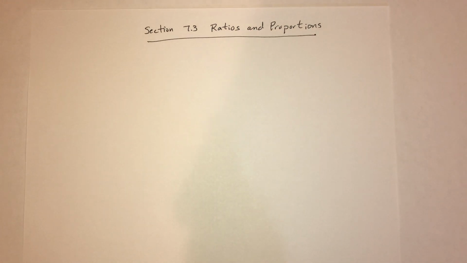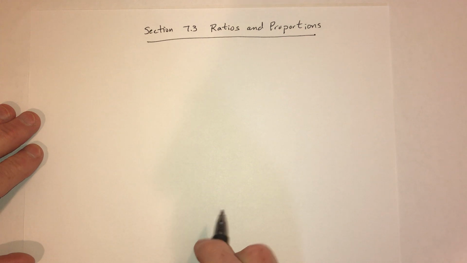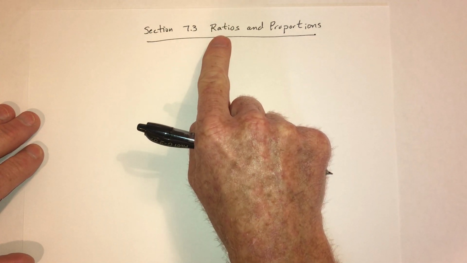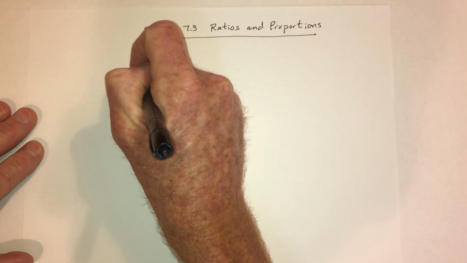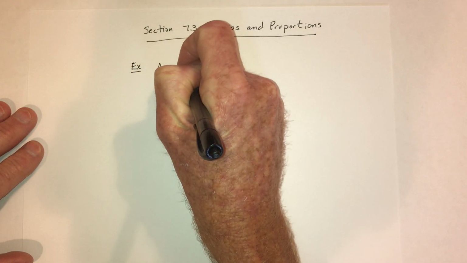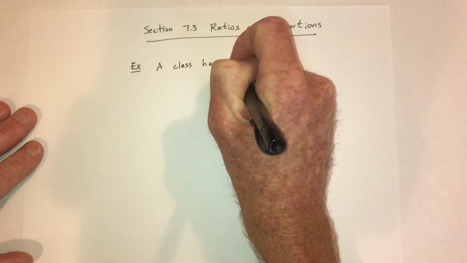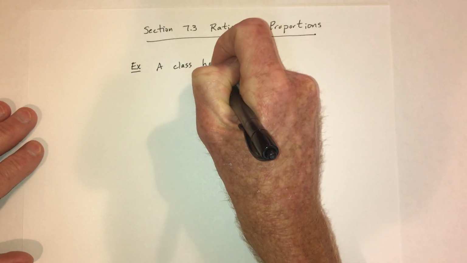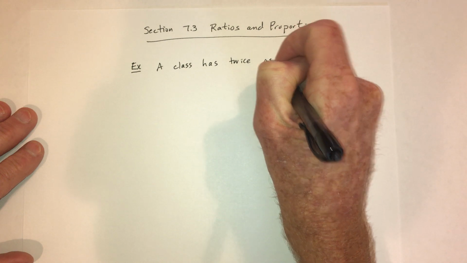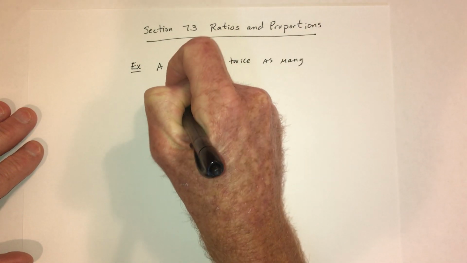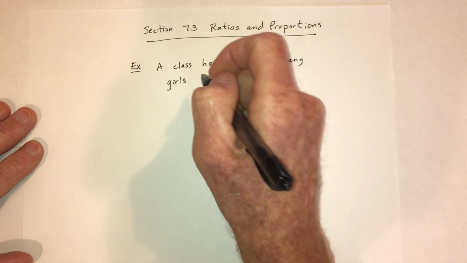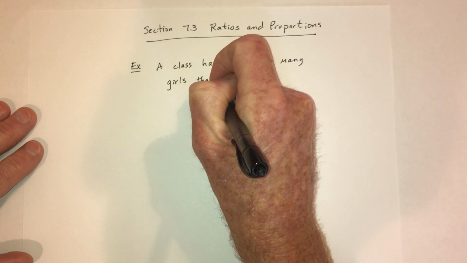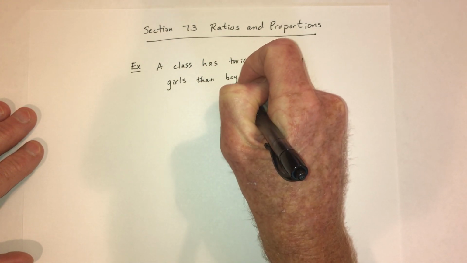And for section 7.3, ratios and proportions. So ratio is actually just another word for fraction, but this is more like applications of fractions. So for example, if there was a class that has twice as many girls as boys, so it's not saying how many girls there are, and it's not saying how many boys there are, but it's describing a ratio.